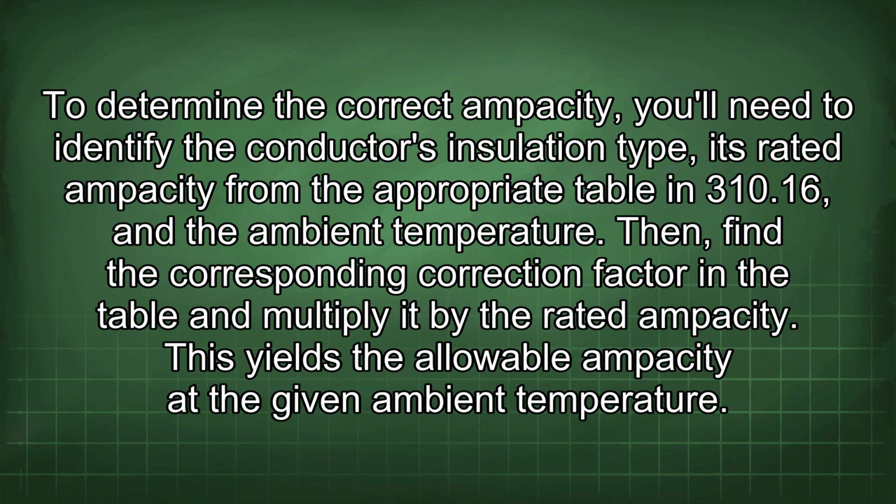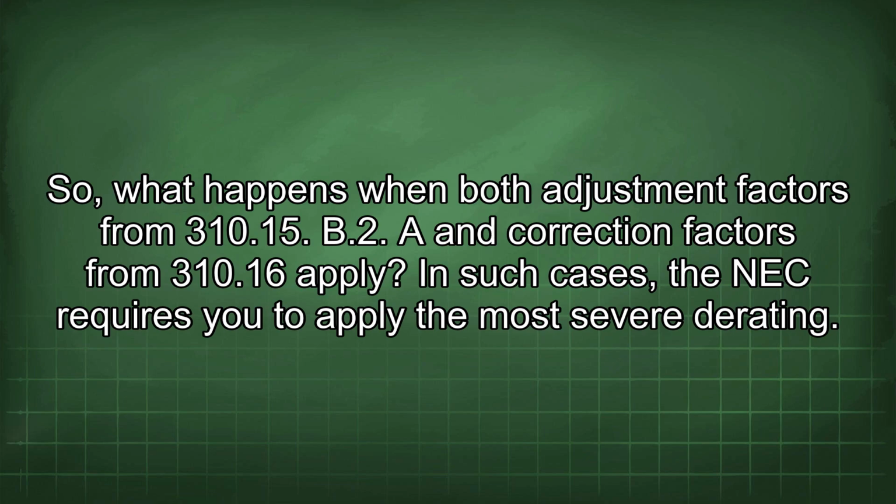To determine the correct ampacity, you'll need to identify the conductor's insulation type, its rated ampacity from the appropriate table in 310.16, and the ambient temperature. Then find the corresponding correction factor in the table and multiply it by the rated ampacity. This yields the allowable ampacity at the given ambient temperature. So, what happens when both adjustment factors from 310.15(B)(2) and correction factors from 310.16 apply?